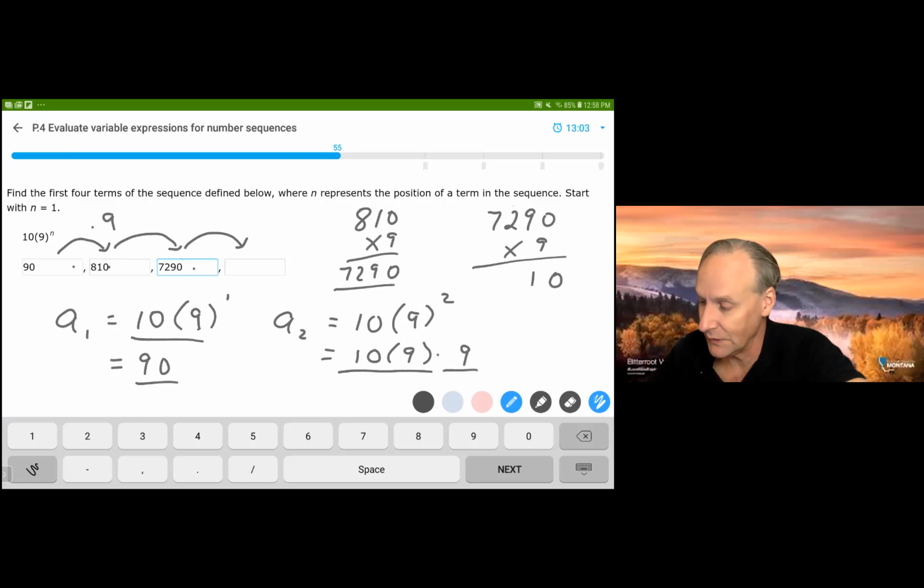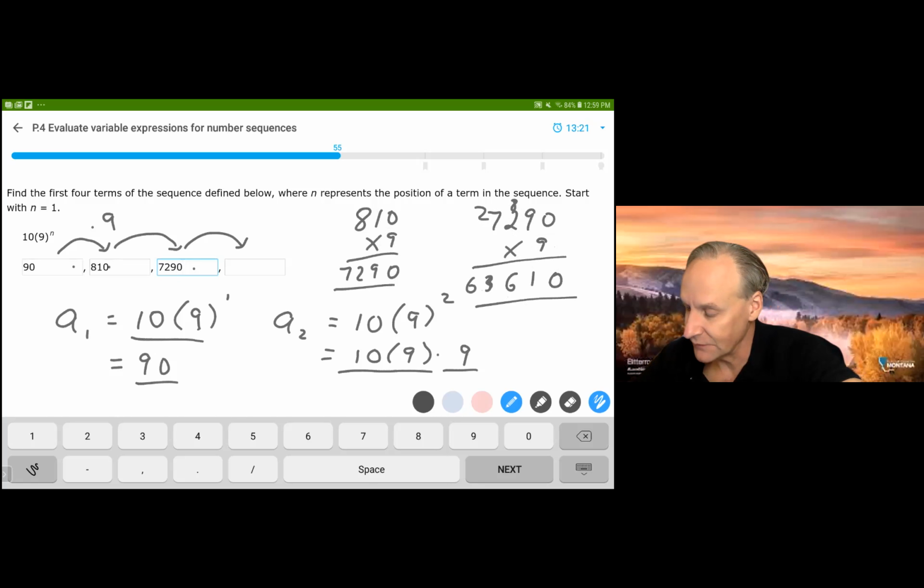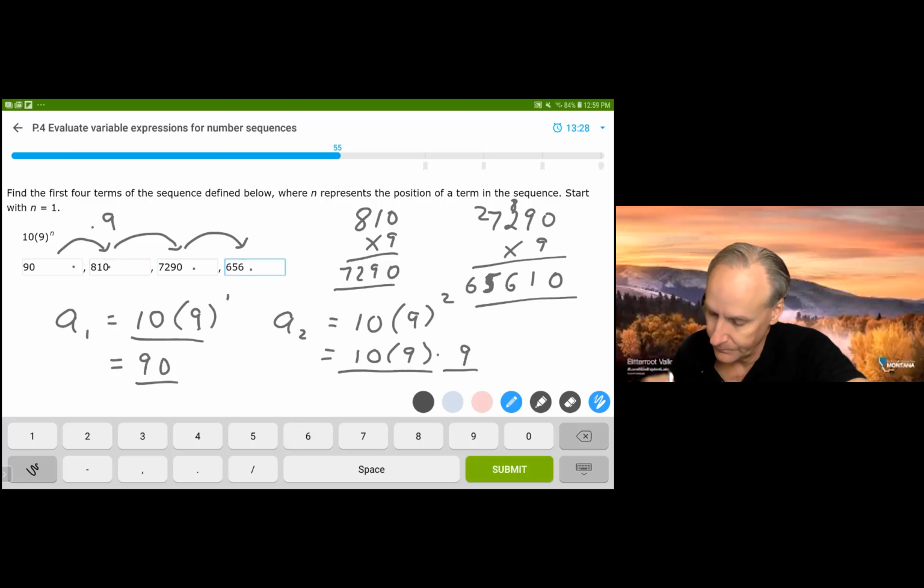9 times 9 is 81. Carry the 8, and we got a 6. Carry the 2, and we got a 63. Looks like it. I'm just going to double check it one more time. 9 times 0 is 0, 9 times 9 is 81. Carry the 8. That's going to be 18, and 8 is 26. Carry the 2, and it is 65. That's why I like to check. Forgot to do my carry. 65,610. Looks like that's probably it. You may want to grab a calculator and just double check it, but I think it's right.